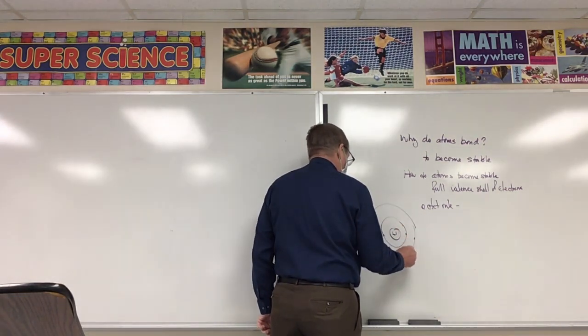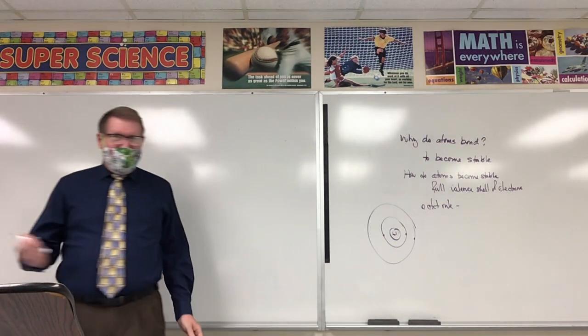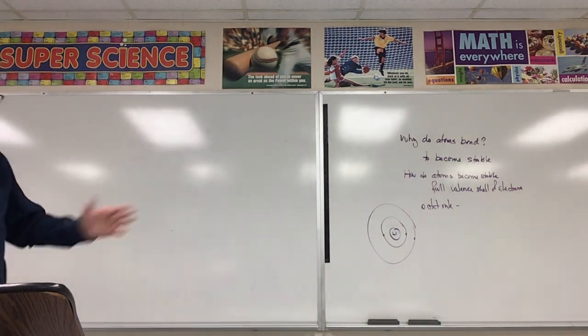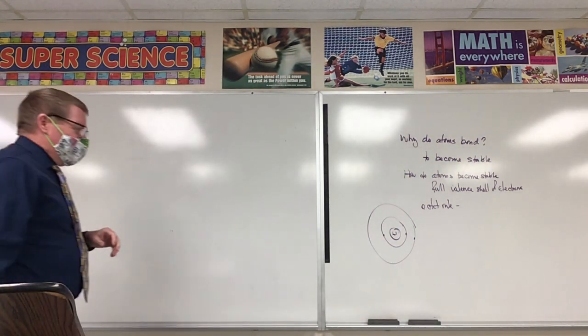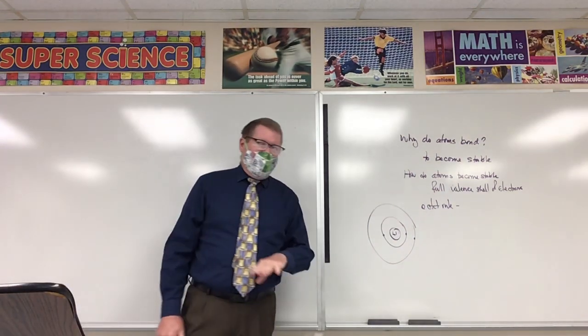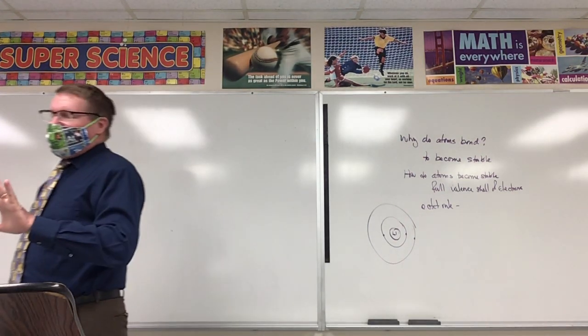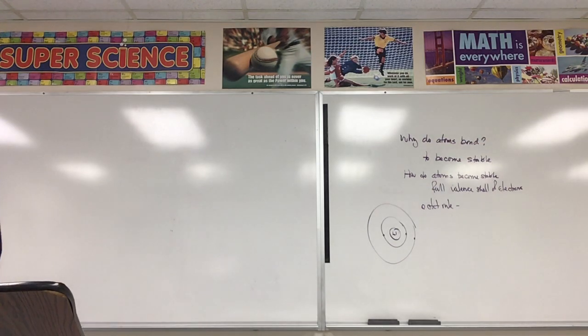Now, we've talked about the Bohr model. Here's lithium, with three electrons and one valence electron. The second energy level wants to be full. How many electrons can a second energy level hold? Eight. How do you figure that out? 2n squared.